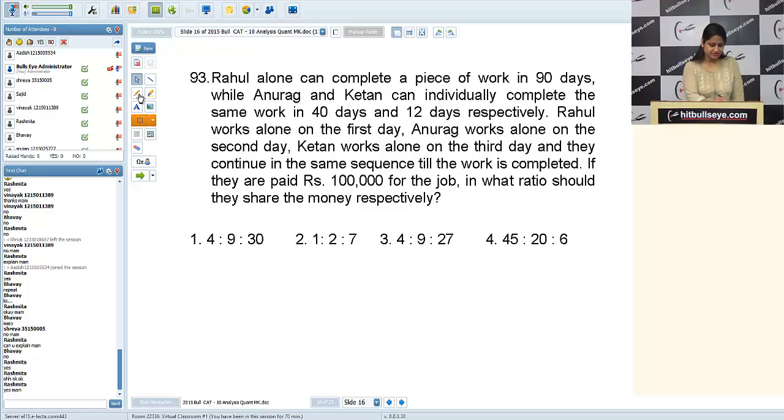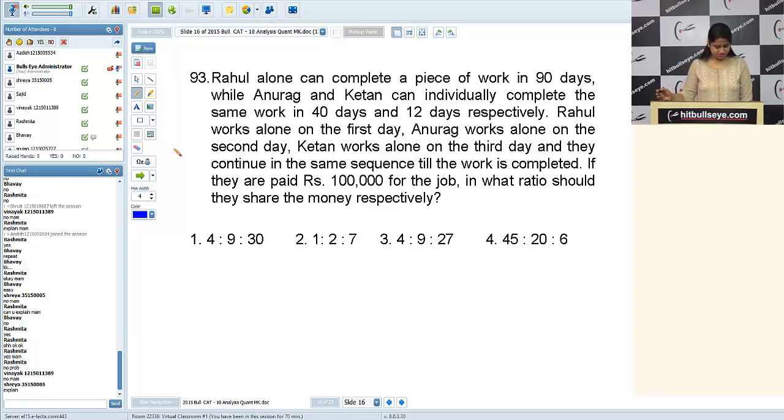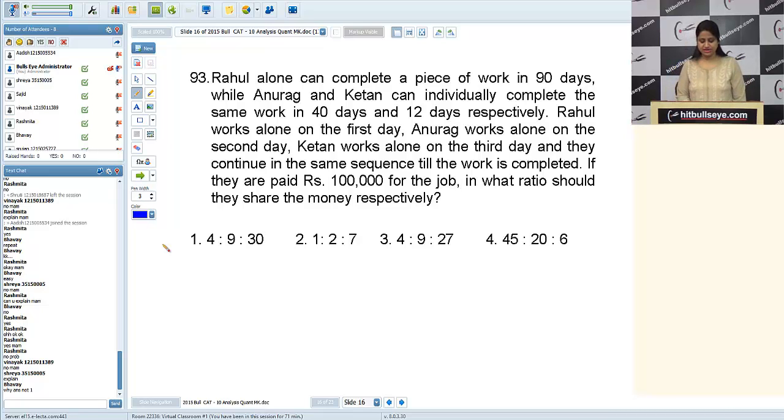Okay, 93rd, a medium level question on time and work. Yes, guys, any problem in this question? In previous mocks too, you had many questions on time and work. Shreya, okay. It says Rahul alone can complete a piece of work in 90 days, while Anurag and Ketan can individually complete the same work in 40 days and 12 days respectively. Rahul works alone on the first day, Anurag works alone on the second day, Ketan works alone on the third day. It means they are working on alternate days.